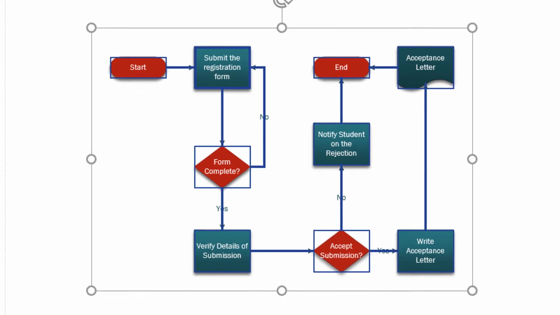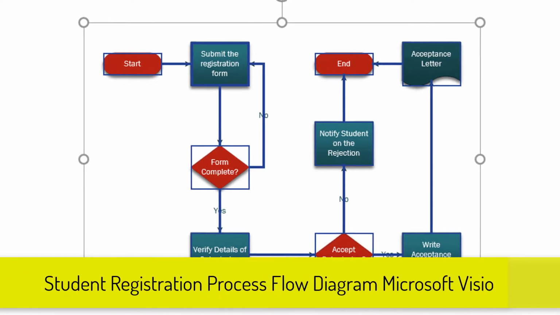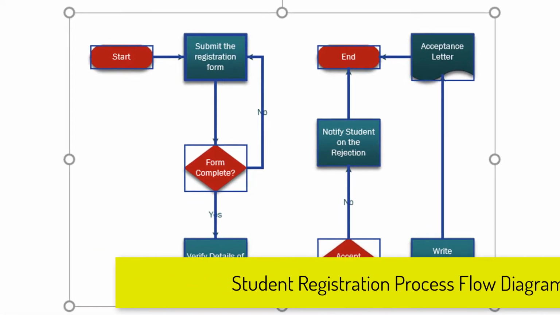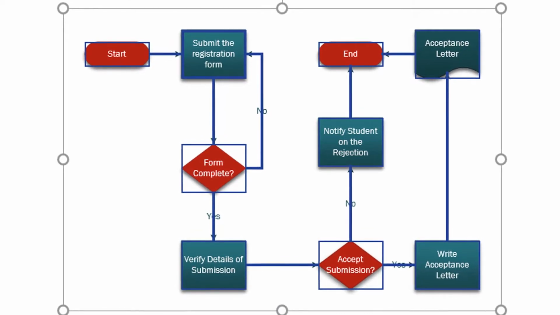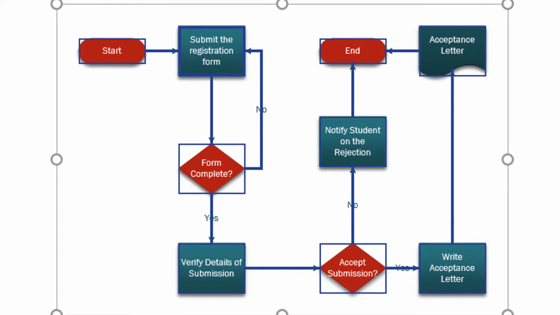In this tutorial, I'm going to show you how to document the student registration process. We'll be using a Basic Flowchart Diagram and building it step by step in Microsoft Visio. We'll be capturing major steps in the process, like submitting a registration form, as well as decision points and supplemental processes like sending acceptance letters to the students.